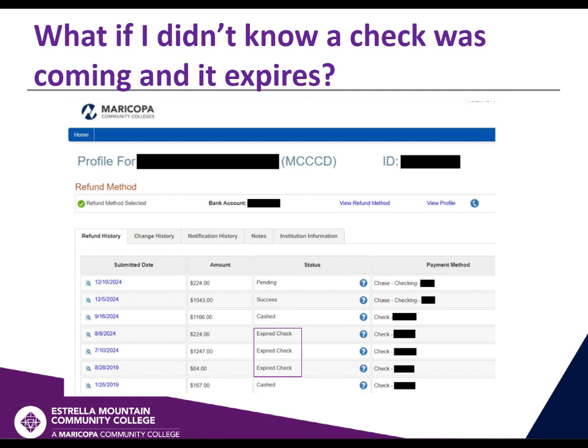It is not uncommon for students to discover they have checks that were mailed to them and have long expired. The district office in Tempe will initially attempt to contact the student via a mailed letter asking what the student wants to do about a check that was issued but never cashed.